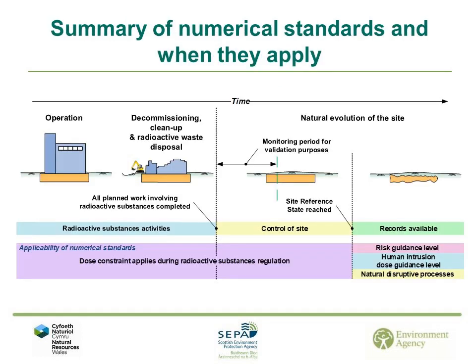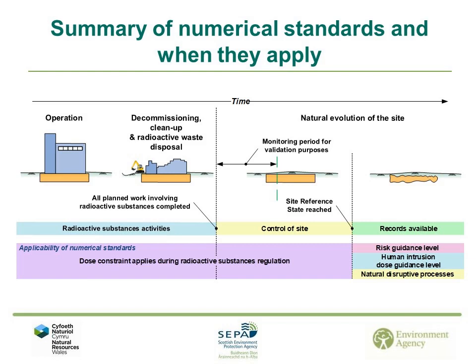Summary of numerical standards and when they apply. In summary, the GRR has 4 requirements which establish numerical standards to be met during and after radioactive substances regulation. Requirement R9 applies during the period of regulation and places upper bound dose constraints on any optimised waste disposal. Requirements R10, R11 and R12 apply during the period after release from radioactive substances regulation and stipulate risk and dose guidance levels which the SWESC should demonstrate consistency with.